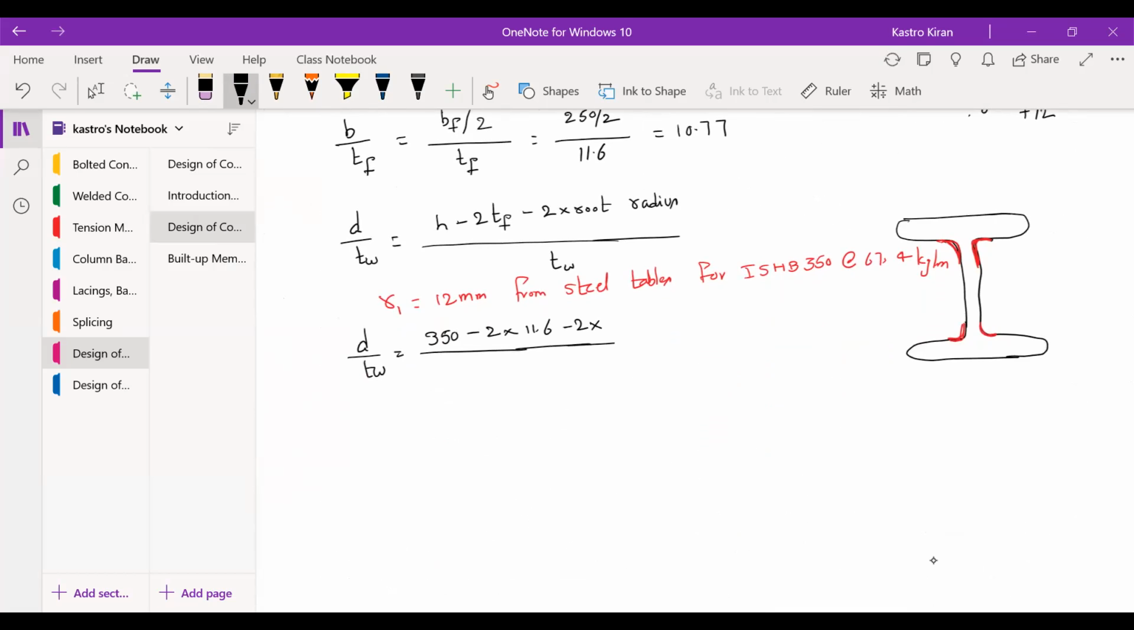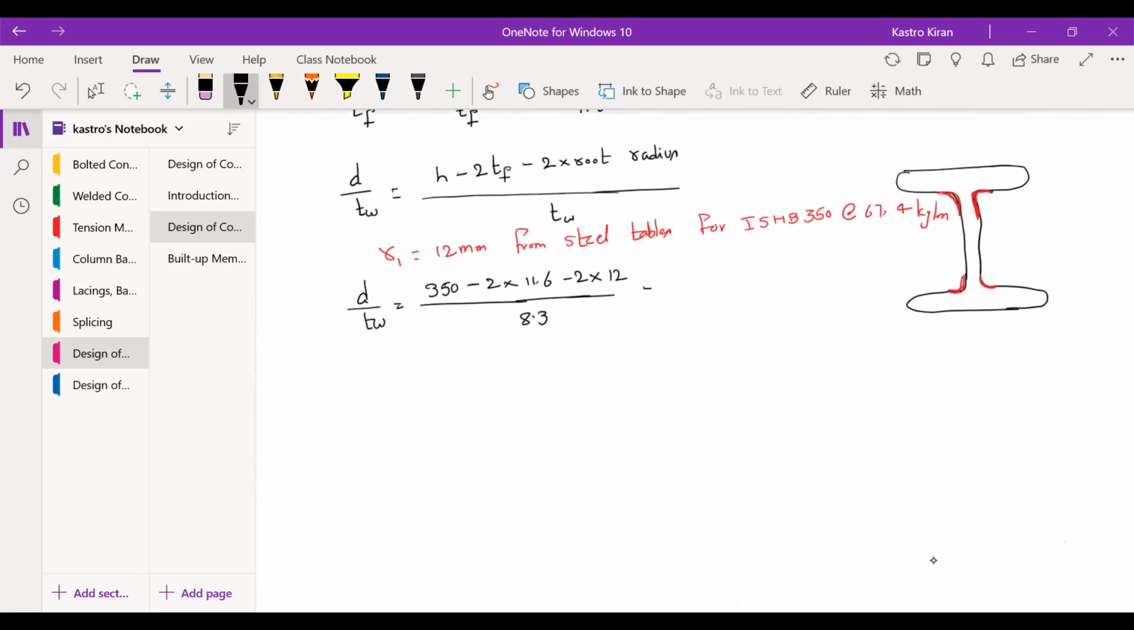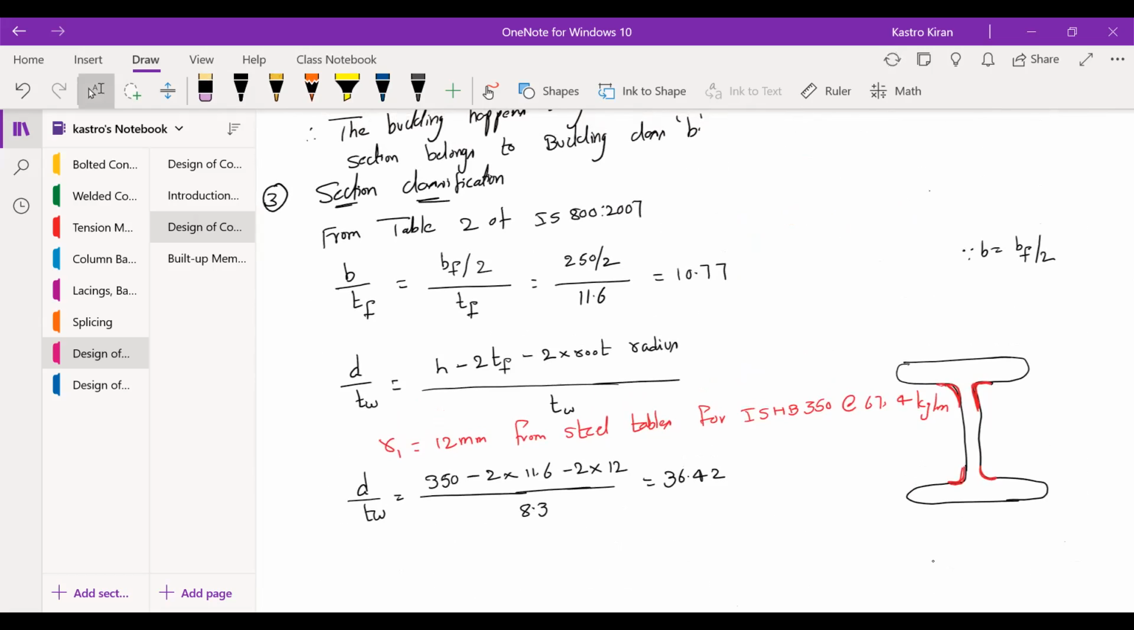Minus 2 times the radius at root. What is the radius at root? It is R1, that is 12, divided by the thickness of web. What is the thickness of the web? It is 8.3. You can check, thickness of web is 8.3. So let's solve for this one. It is 36.42. So D by TW is 36.42 and B by TF is 10.77. Remember these two values. B by TF is 10.77 and D by TW is 36.42. By using these values, we have to find out which section it belongs to. Is it class 1 or class 2 or class 3?